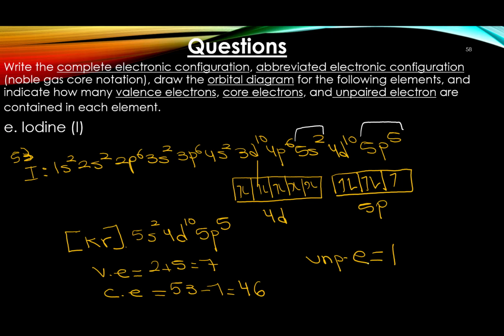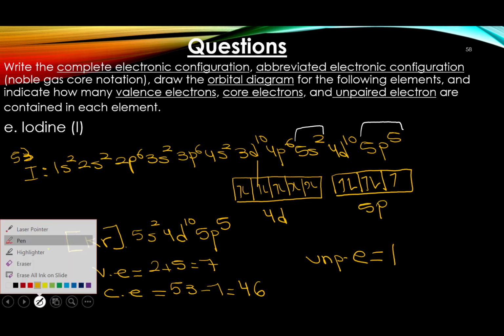If you are ever going to get a question, this is a typical question that I will usually ask. I will give you an element, could be from anywhere on the periodic table, and I ask you to write a complete electronic configuration, the shorthand noble gas notation, the valence, core, and unpaired electrons, and then draw the orbital diagram. These are the typical questions that I ask.